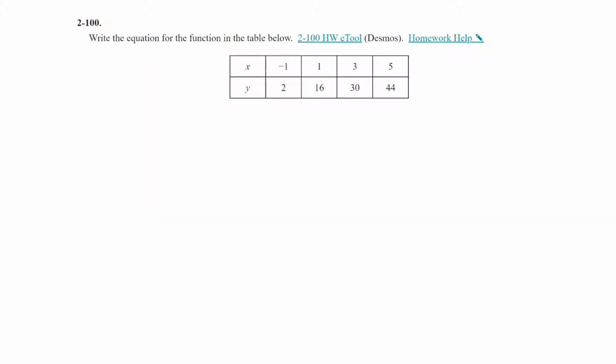Question 100, write the equation of the function in the table below. So pay attention to how x is growing, so it's adding 2 in the table each time. Whereas y, you have a plus 14 each time. So in terms of your growth rate, the change of y over the change of x is 14 over 2. And be careful because the table is set up with the x on top and the y on bottom, but with slope it's y over x. So make sure you write that correctly. So our slope is going to be 7.